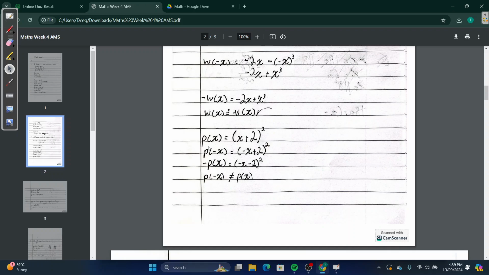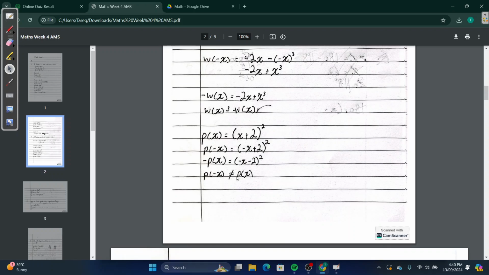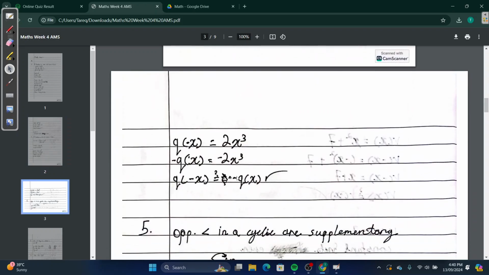Okay. p of x is equal to x plus 2 squared. This is just a normal function. For p of negative x, you substitute negative x here. Obviously, you would do the negative p of x now. So negative x minus 2 squared. Now, negative x plus 2 squared isn't the same as negative x minus 2 squared. So these two aren't the same, sorry. So it's not an odd function.